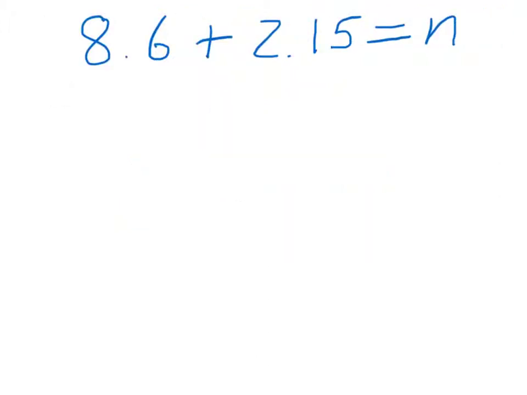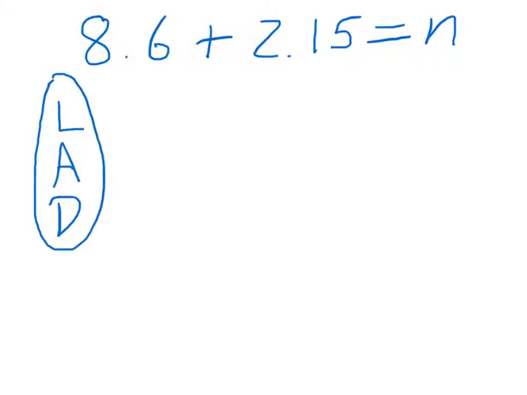Now it's your turn to try a problem. We've got 8 6/10 plus 2 15 hundredths. Now, remember those steps are to line up the decimal point, add, and then drop the decimal point down. If you're having trouble remembering those steps, just remember LAD. Line up, add, drop down. So pause the video and you do this problem and then we'll compare answers.